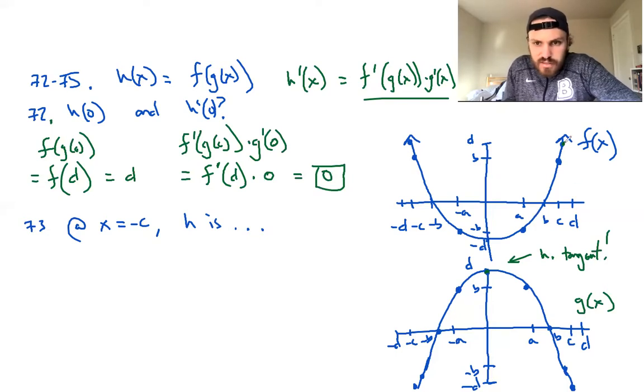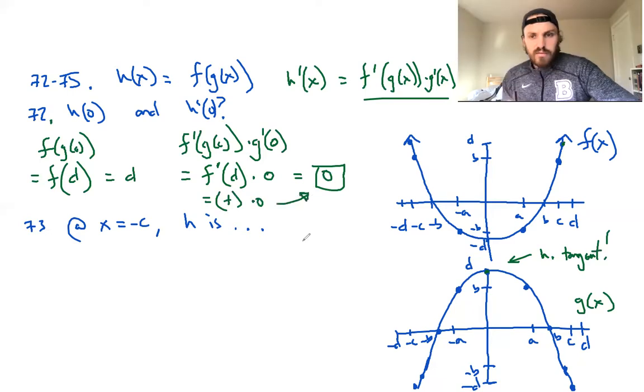It exists. Let's see, f prime of d is some positive number. I don't know what it is, but it's positive. So this is basically some positive number times 0, which again is definitely going to be 0.